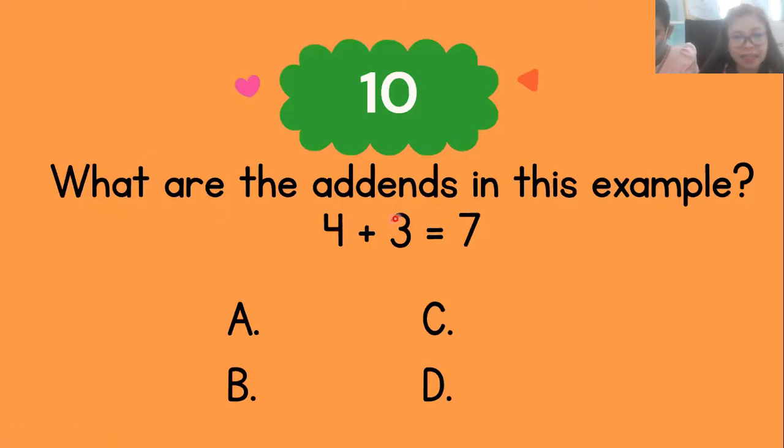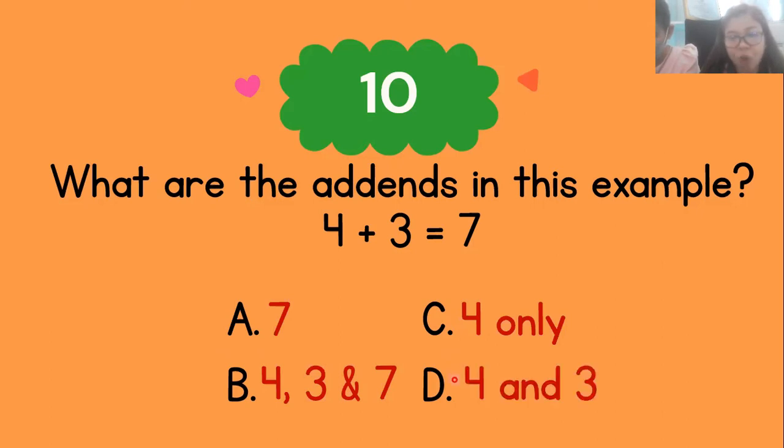Okay, and the last number we have. What are the addends in this example? So we have the number sentence 4 plus 3 equals 7. So what numbers are considered the addends? A, 7. B, 4, 3, and 7. C, 4 only. D, 4 and 3. So in the example, 4 plus 3 equals 7, what will be your addends? Is it 7? Is it 4, 3, and 7? Is it only 4 or 4 and 3? Addends. So we are done with this one.